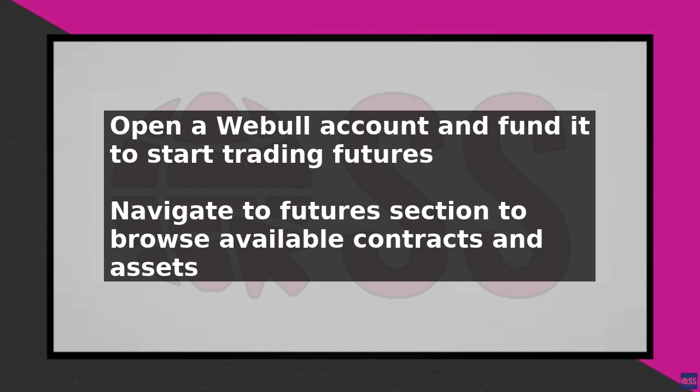To place a trade, simply click on the buy or sell button next to the contract you want to trade. You will then be prompted to enter the number of contracts you want to buy or sell, as well as the price at which you want to enter the trade. You can choose to enter a market order, which will execute immediately at the current market price, or a limit order, which will only execute if the market reaches your specified price.